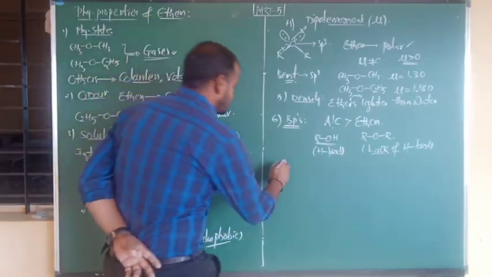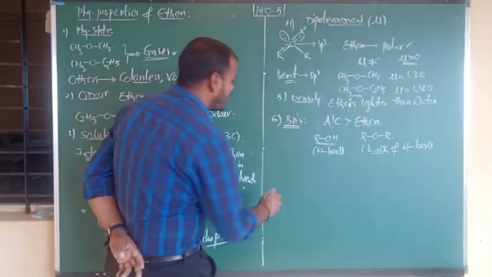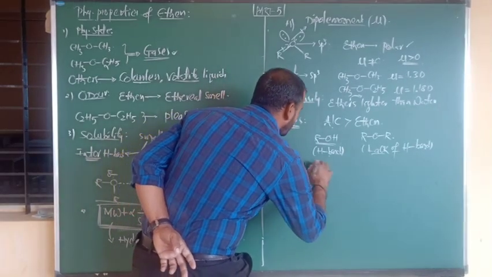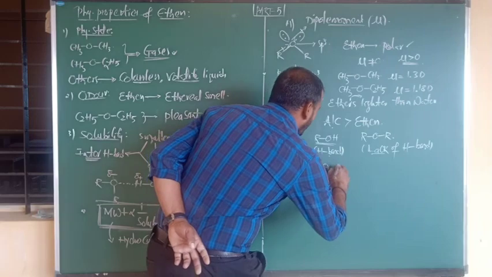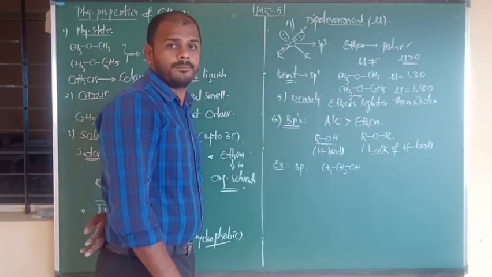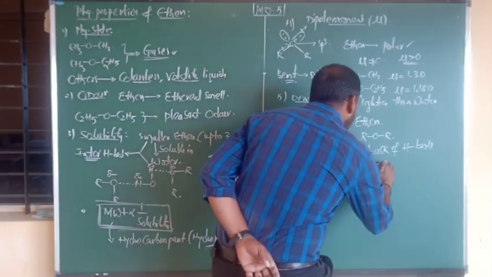Now here is one more example about boiling point information. CH3CH2OH. What is the name of this compound? Ethyl alcohol. And one more compound I am going to consider here.